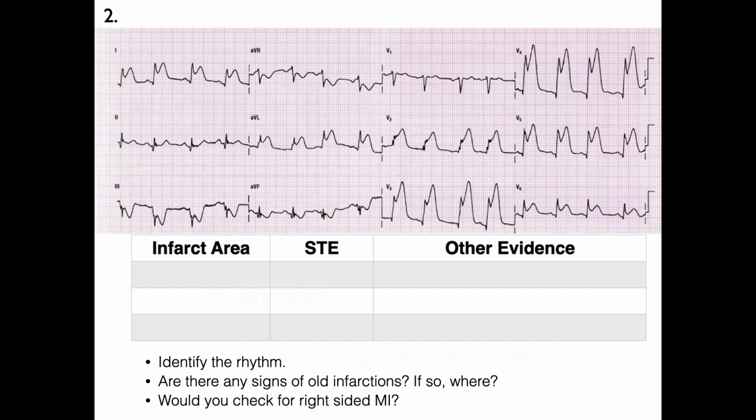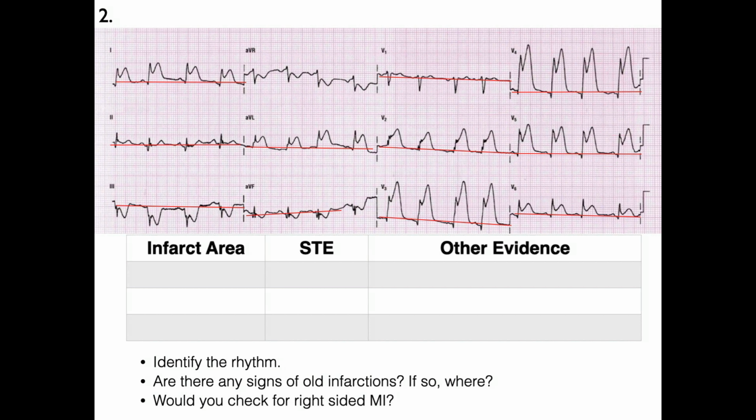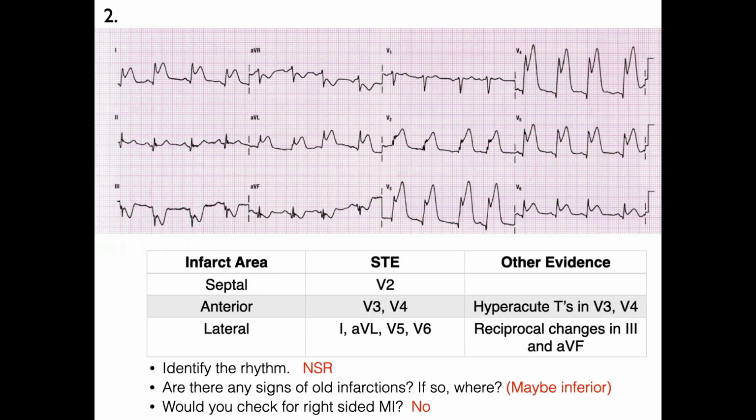So based on that, what kind of infarct are we ending up with? What kind of STEMI? What areas? Septal. Yeah, septal, anterior, lateral. So then what I want you to do, let's see, do I have the answers here? Yeah. So what I want you to do is write down septal, anterior, lateral, okay? That's your areas.